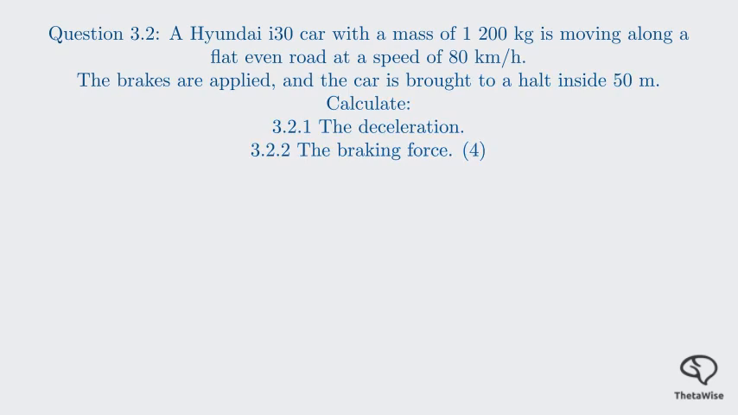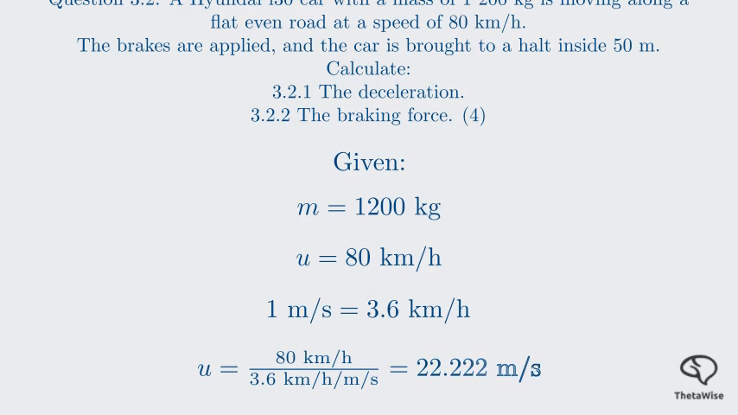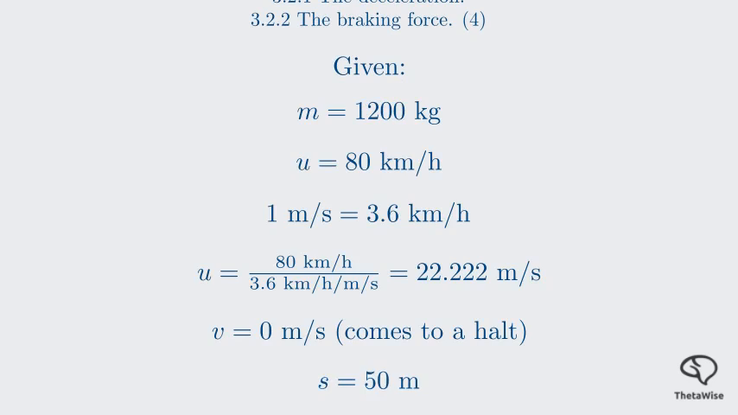First things first, let's identify what we're given. We have the mass, m equals 1,200 kilograms. We're given an initial speed of 80 kilometers per hour. Since our other units are in meters and seconds, we must convert this. The conversion is 1 meter per second equals 3.6 kilometers per hour. So we divide 80 by 3.6 to get 22.222 meters per second. We are also told the car comes to a halt, which means its final velocity, v, is 0 meters per second. And the distance traveled during braking, s, is 50 meters. We'll tackle part 3.2.1 next.